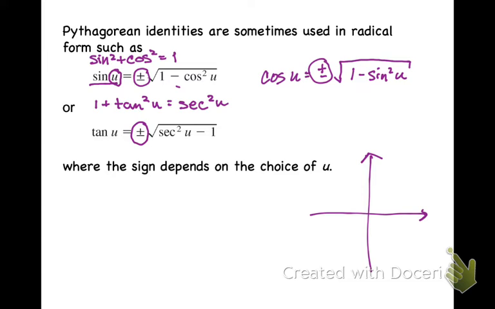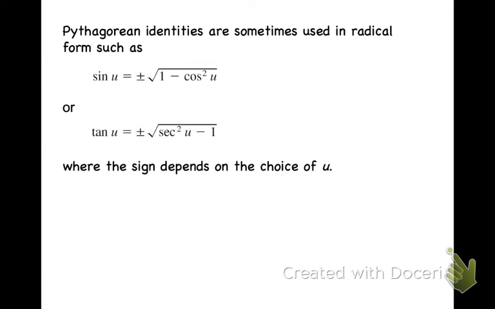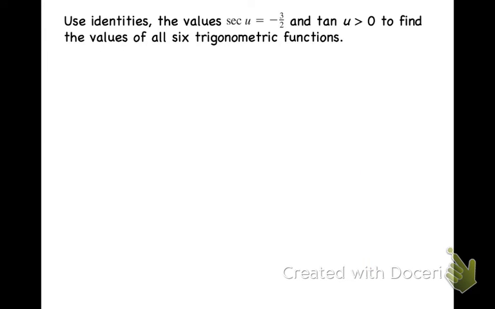Okay, ready for the next? Yeah. Okay, so it says use identities and the values secant of u equals negative 3 over 2 and tangent of u is greater than 0. Okay, so it says secant is negative.